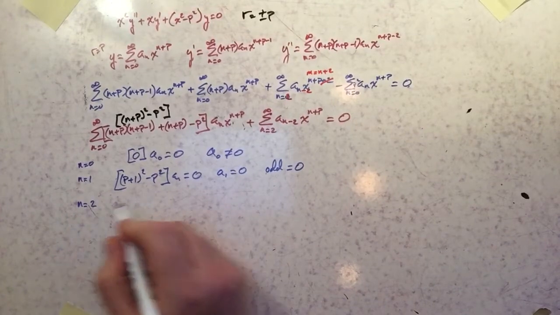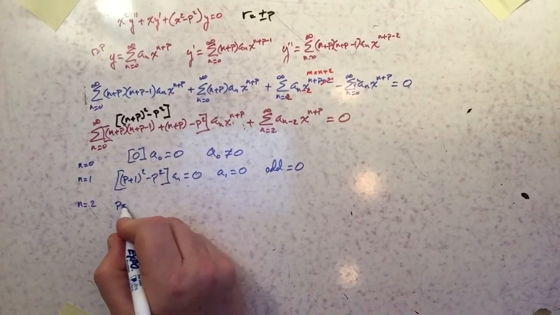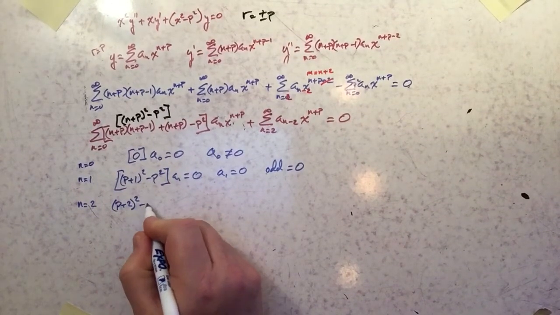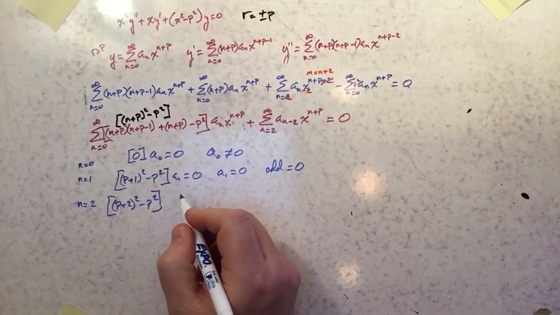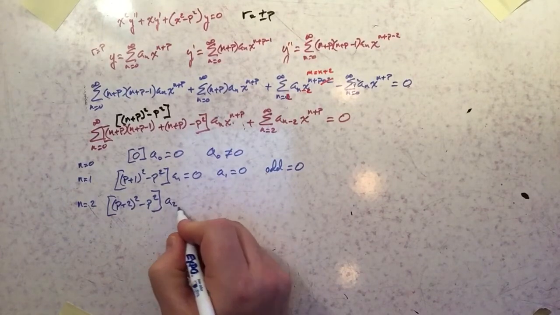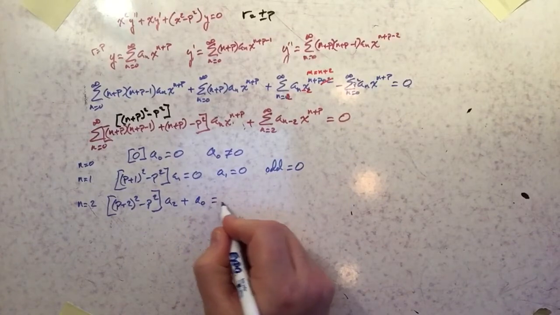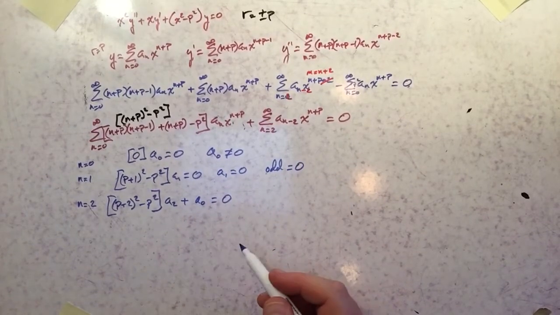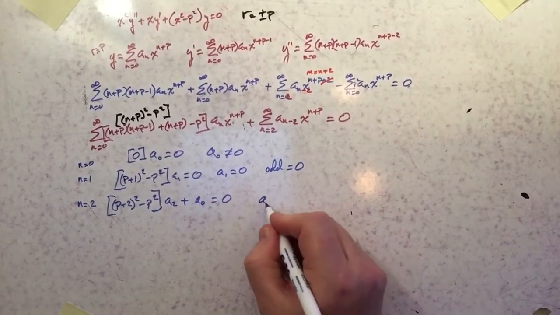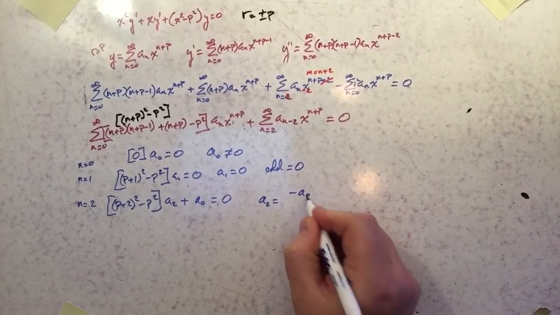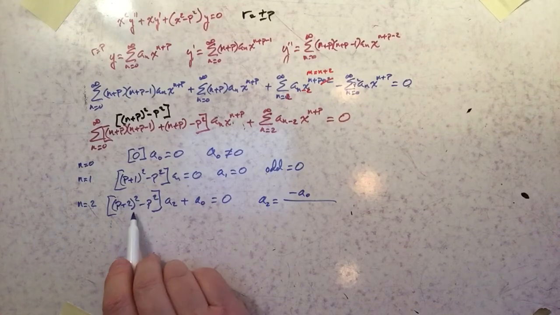So when n equals 2, we're going to get the whole recursive relationship. We're going to get (p plus 2) squared minus p squared, and then that's times A2, and then that's plus A naught equals 0. And that gives me the relationship between A2 and A naught. And what that tells me is that A2 is equal to negative A naught, divided by (p plus 2) squared minus p squared.